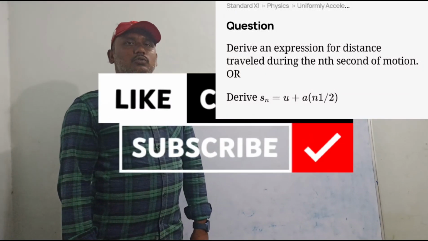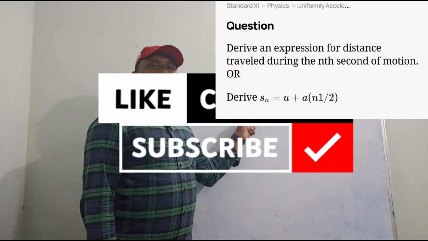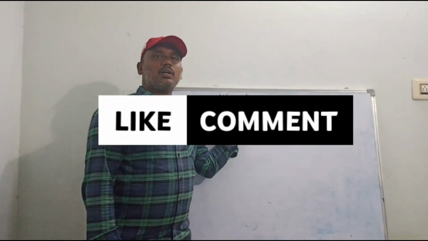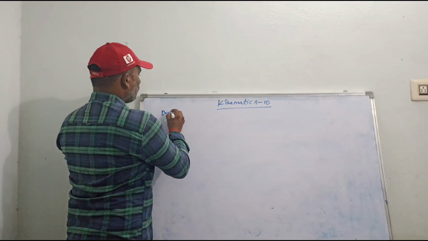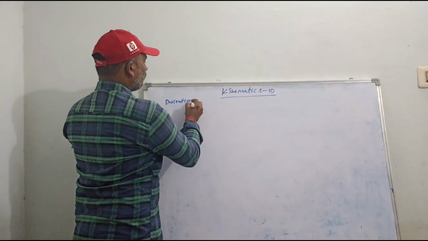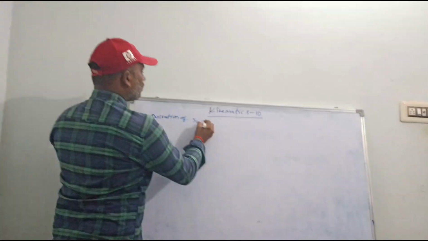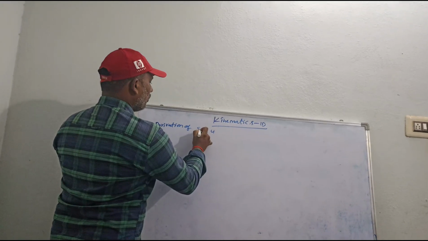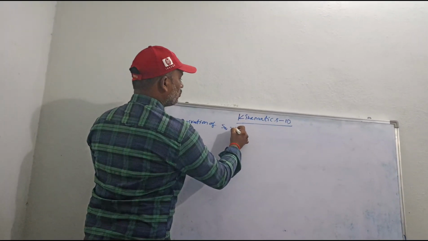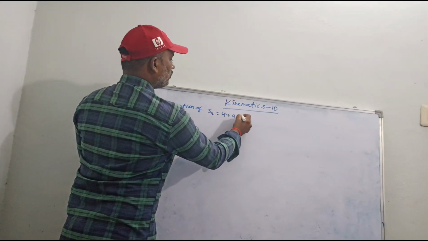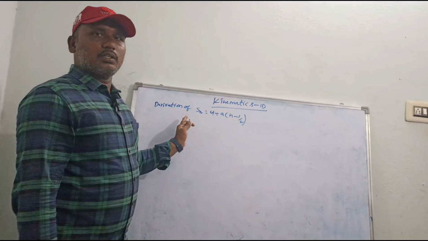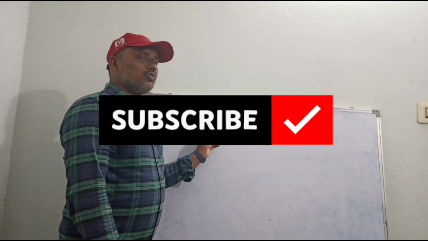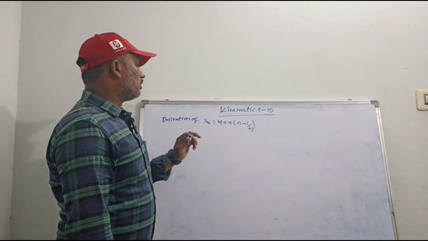So good morning all. Today we are discussing kinematics 1D. We are discussing one of the difficult concepts, that is the derivation of Sn is equal to u plus a into n minus half. This is one of the difficult derivations in kinematics 1D. So today we are deriving these equations.